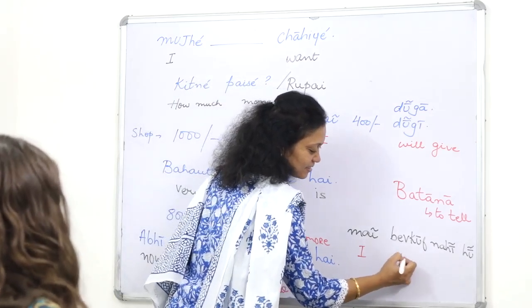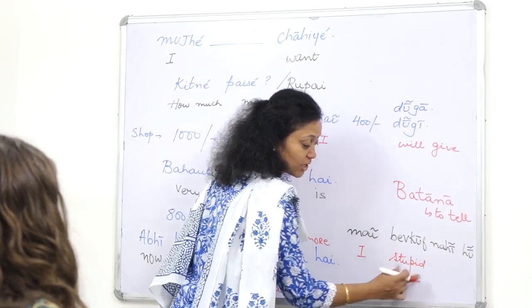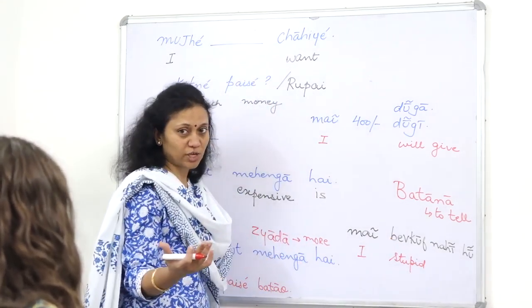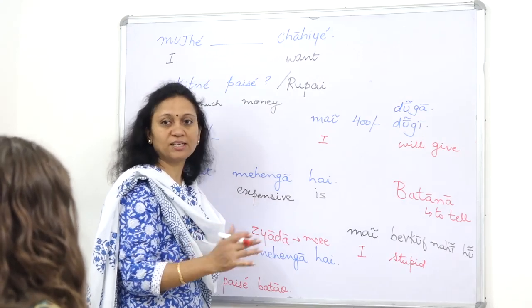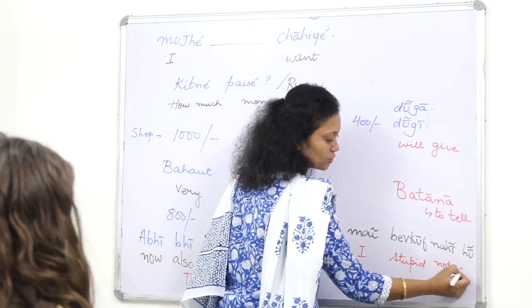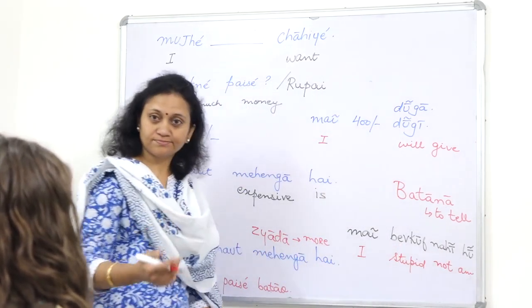And this is a common adjective. We were talking about the common adjectives before. It doesn't change, so whether it's a boy saying it or a girl saying it, it remains the same. बेवकूफ, and नहीं for not. So I am not stupid. I'm not silly.